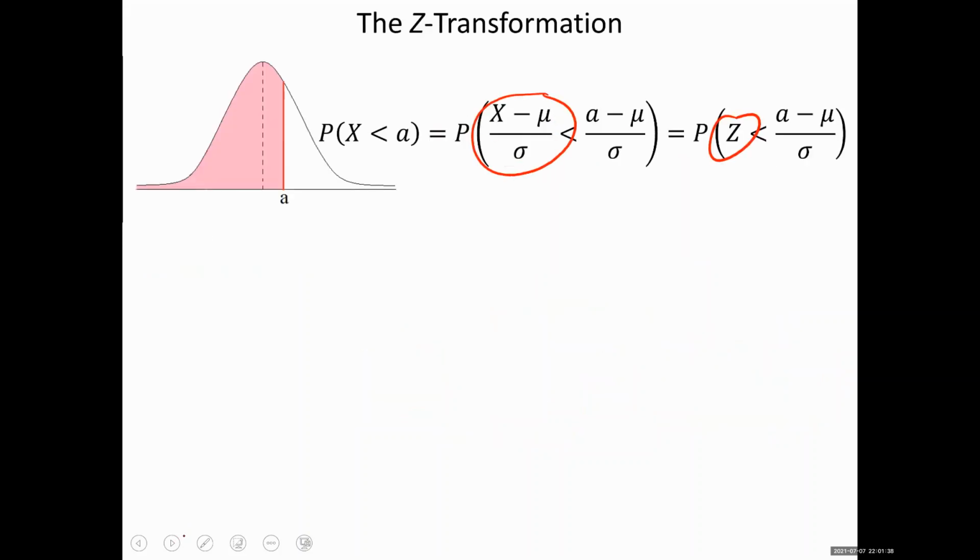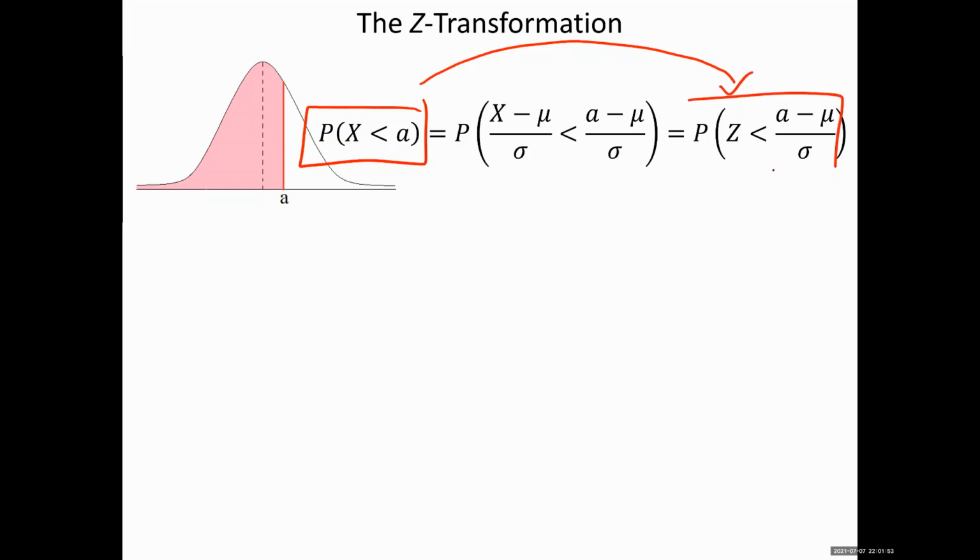Now the thing on the right side over here, don't worry about that. Those are just a bunch of numbers. You'll calculate that, that'll be a number, and it'll be probability Z less than a number. And now you do the Z problem. So what happened is we started off with a normal distribution problem, and now we have a standard normal distribution problem, and then you do the standard normal distribution problem. So that's a Z transformation. You just transform it from a normal distribution problem to a standard normal distribution problem.